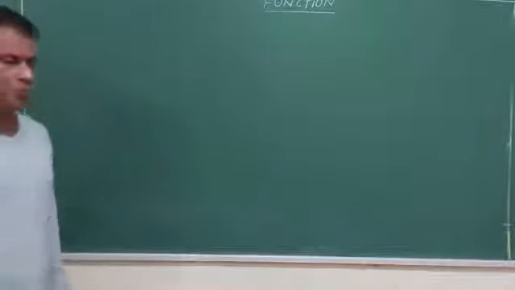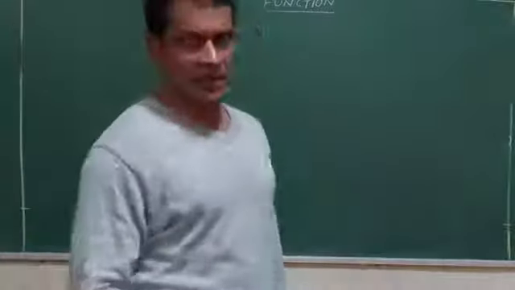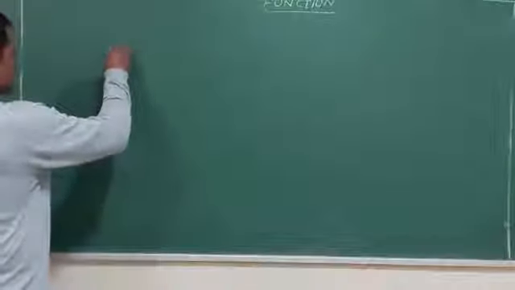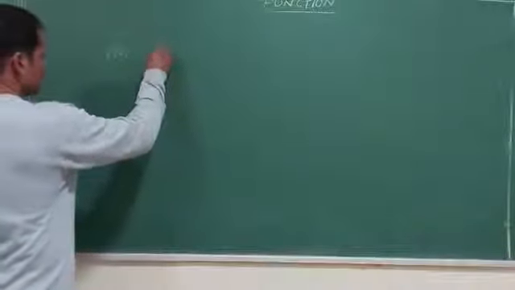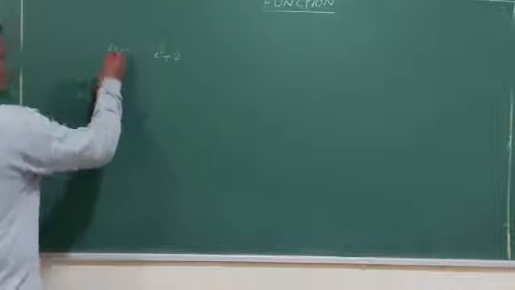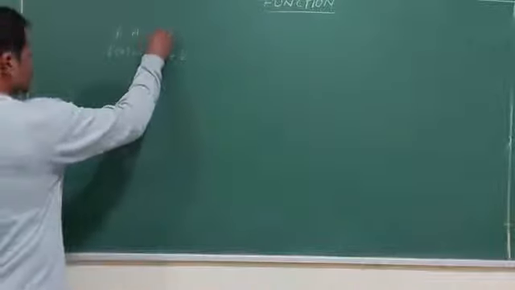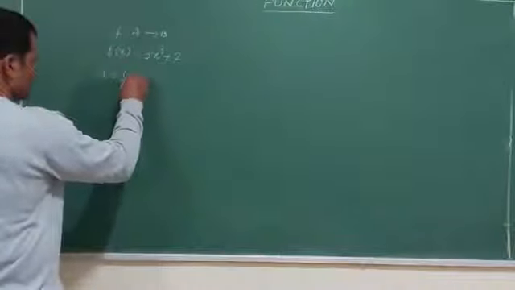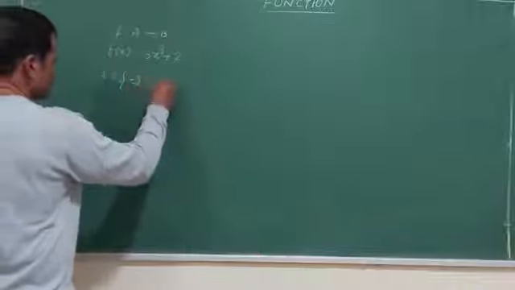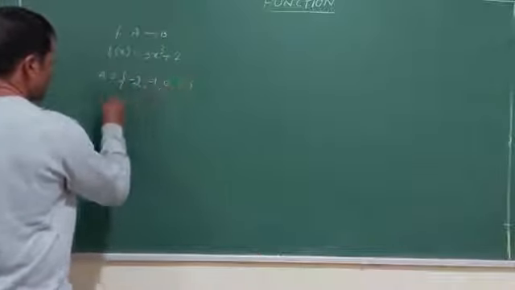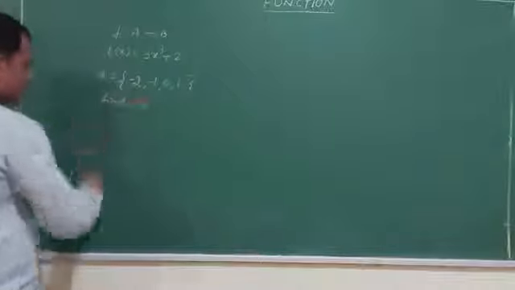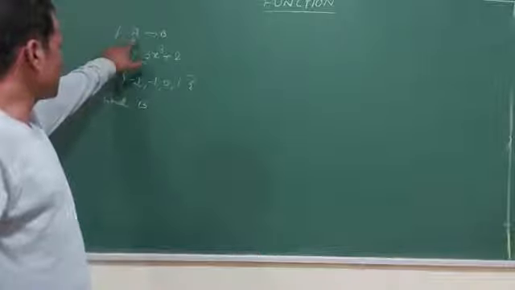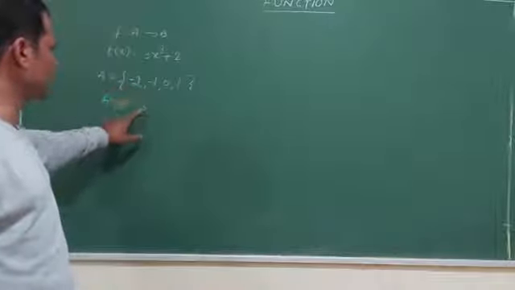Then comes a little bit of idea about domain and range. Suppose I am writing a function as f(x) = 3x^3 + 2, defined from A to B. A is given as -2, -1, 0, 1. Find B. Very simple question. That means the function is defined from set A to set B. Set A is given to you, and you have to find set B.